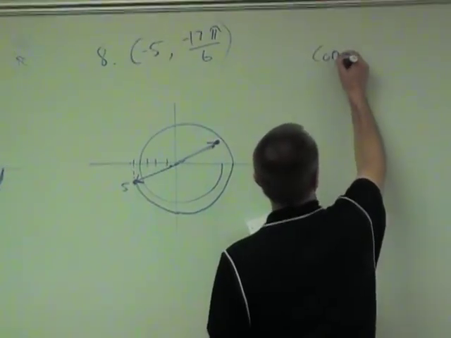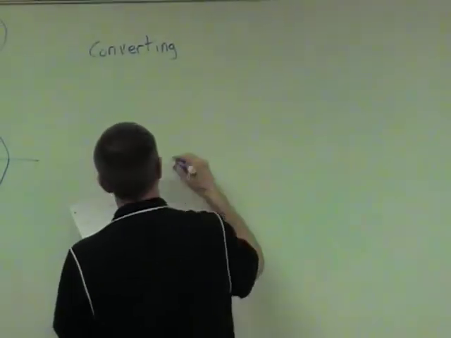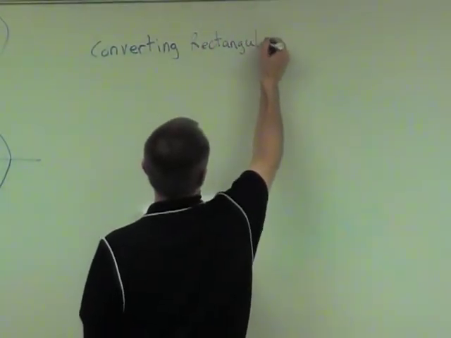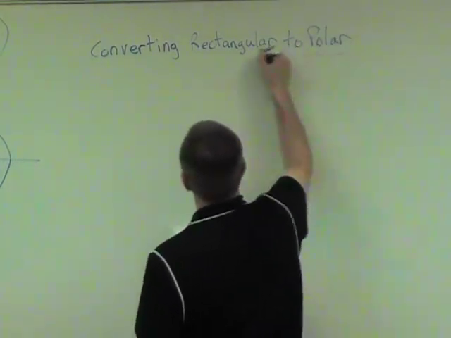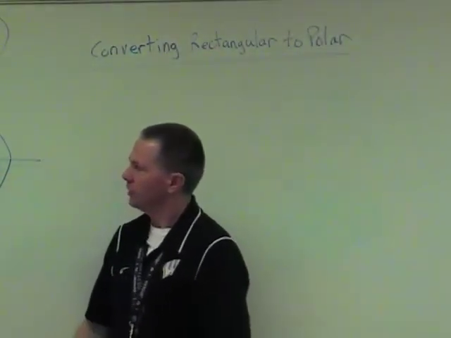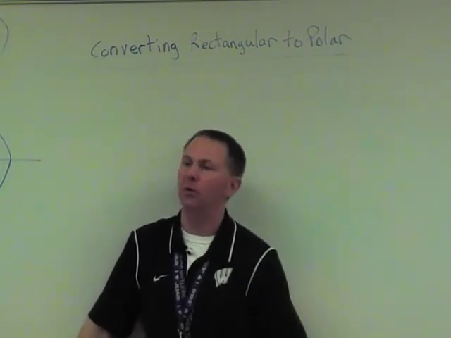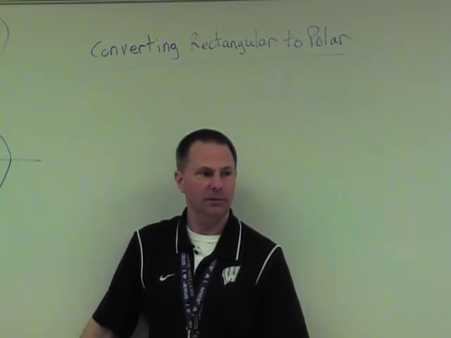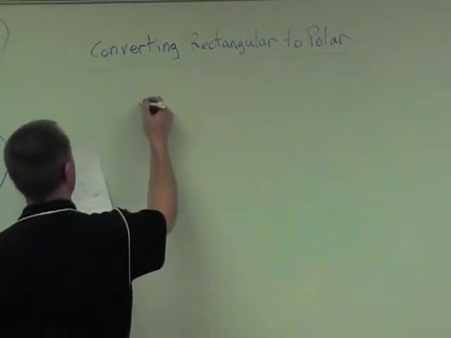Converting. Let's convert rectangular to polar first. So we're converting the rectangular point. Rectangular coordinate is your xy coordinate that you're used to. So rectangular coordinate into polar coordinates. Alright, so here is the formula.